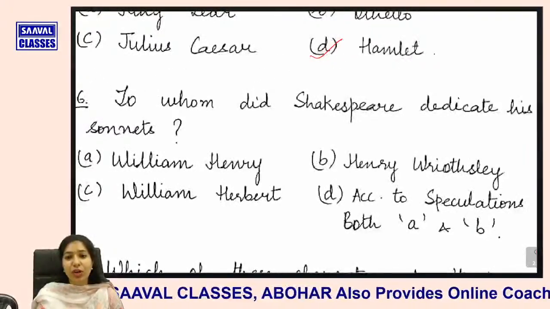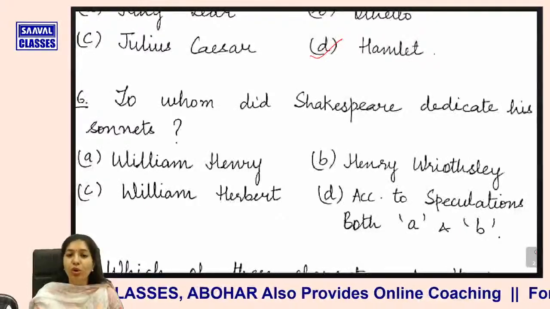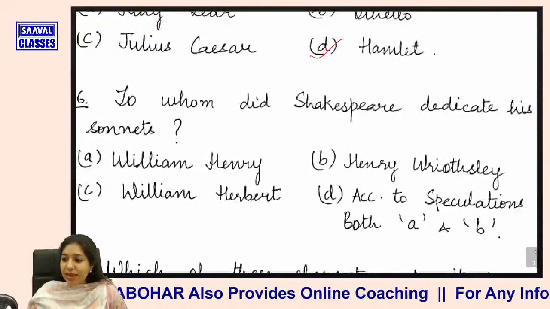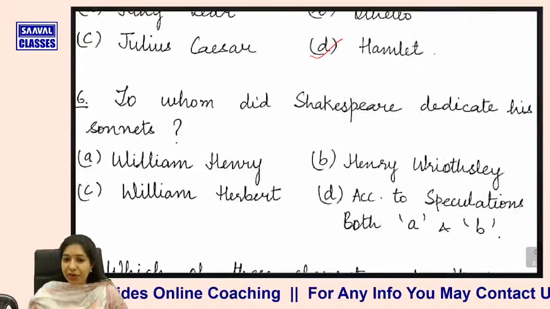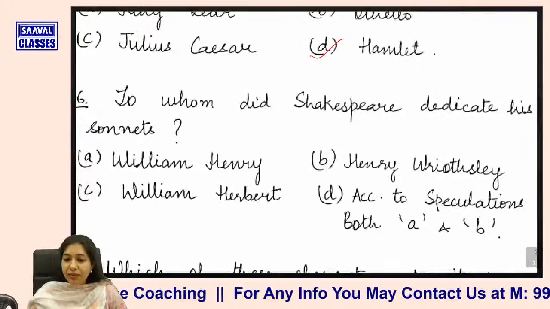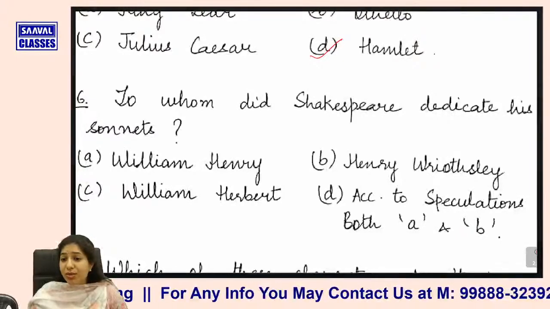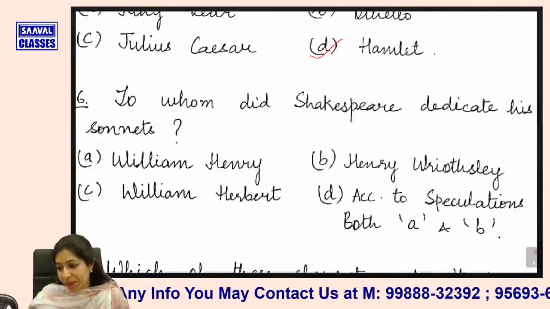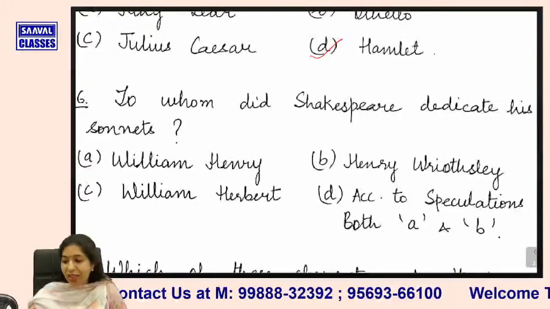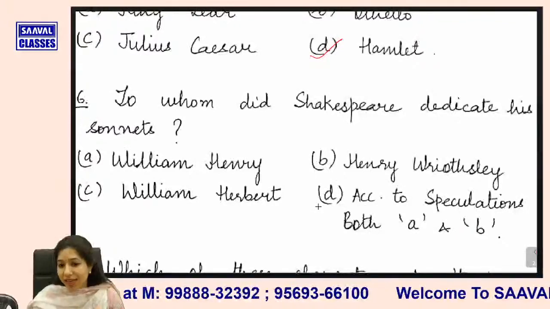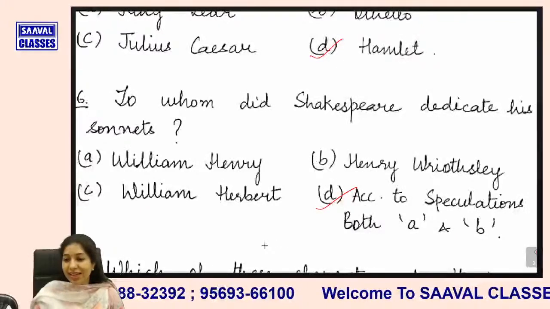Then moving on to the next question: to whom did Shakespeare dedicate his sonnets? He dedicated the sonnets to William Henry, Henry Wriothesley, William Herbert, or according to speculations, both A and B. Which one is right? Yes. Those who have said that D is correct, exactly.